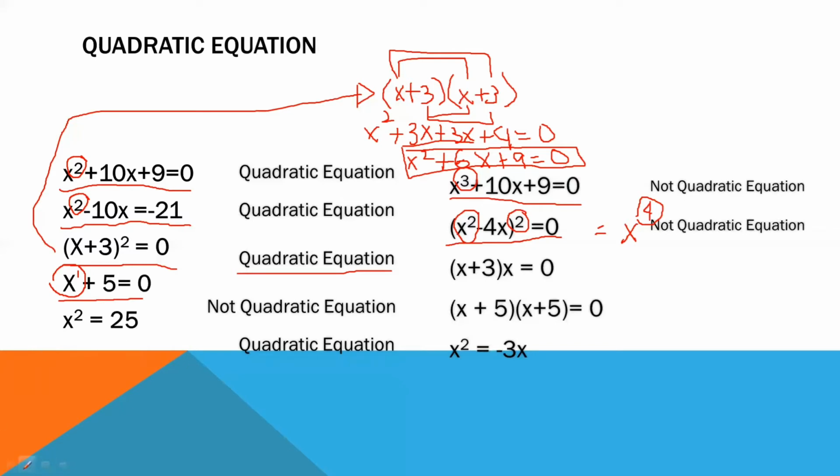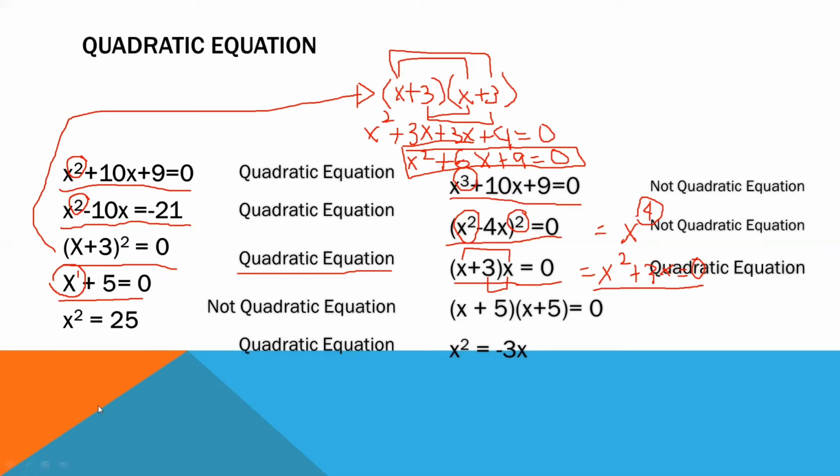So, next is the quantity of x plus 3 times x is equal to 0. When we simplify this one, x times x is equal to x squared, and then 3 times x is equal to positive 3x. Then, it is equal to 0. So, based on the equation we simplified, this equation is considered a quadratic equation.